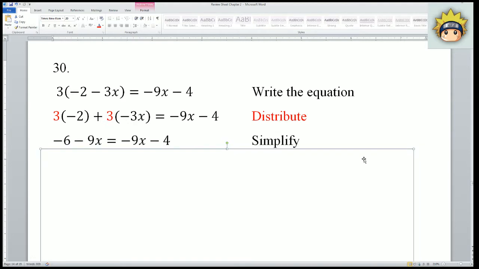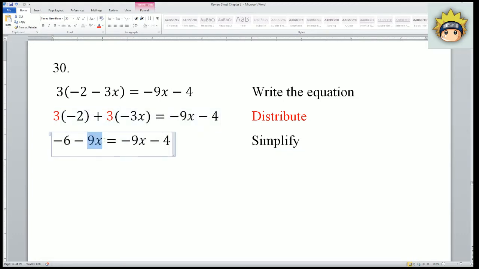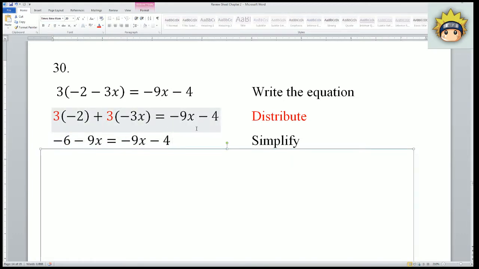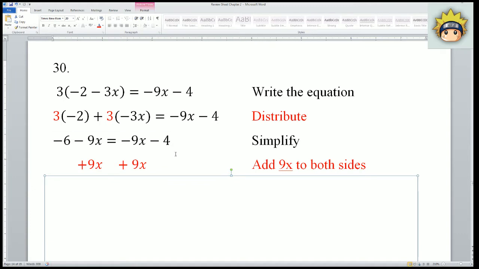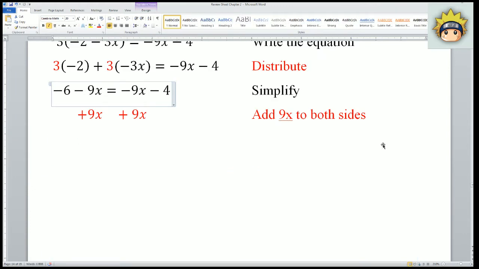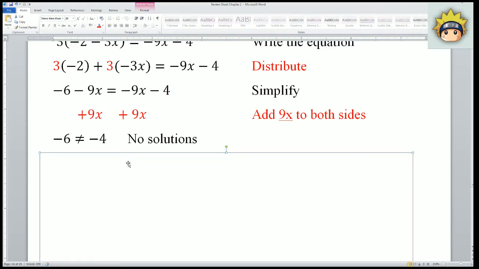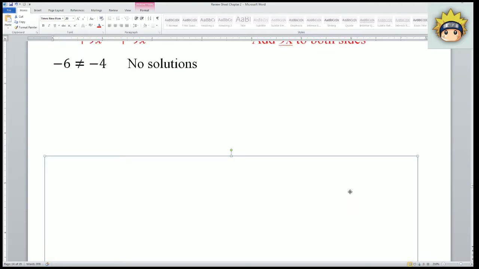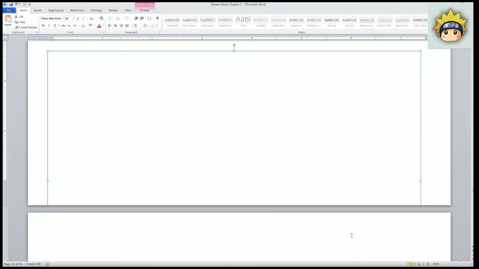Now I'm going to simplify. 3 times negative 2 is negative 6. 3 times negative 3x is negative 9x. Right here you go. I leave the right hand side the same. I simplify, and after that I can add 9x to both sides. After that, I should notice that it is no solution because the variable disappears. Negative 6 can never be equal to negative 4. That is why it is a no solution here. Okay.